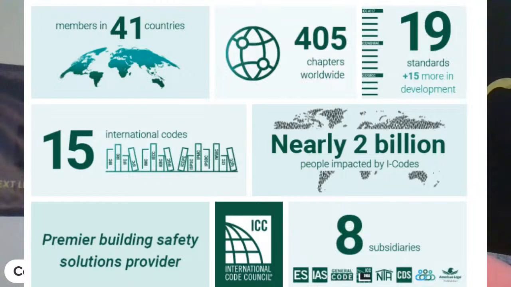And what I mean by that is this, check this out. There are 41 countries that are a part of the ICC. There are 405 chapters worldwide. There are 15 international codes, and nearly 2 billion people are impacted by these international codes. So the IRC is a global code, even though that's what's used in most state and local zoning.